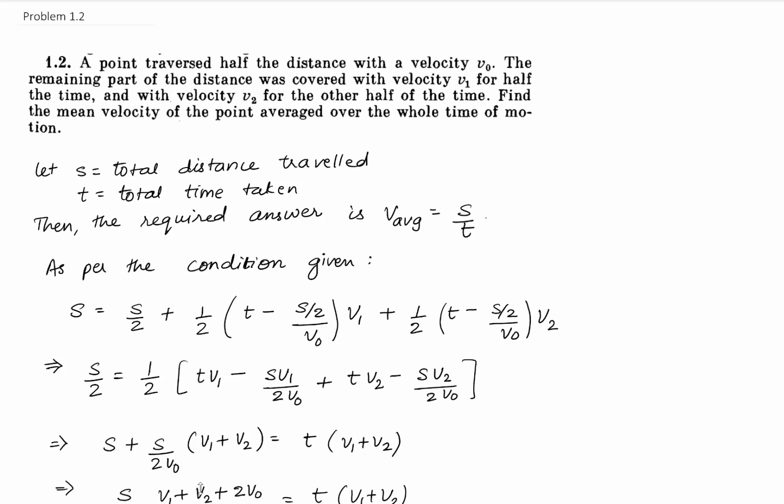You can see the problem here. The problem is about a point that is traveling a certain distance, half of it with a certain speed and the remaining half with v1 and v2, certain other speeds. And what is required is to find the mean velocity of the particle over the entire time.